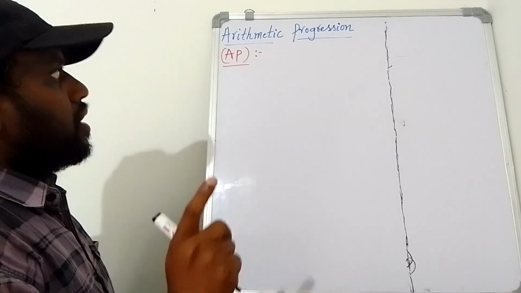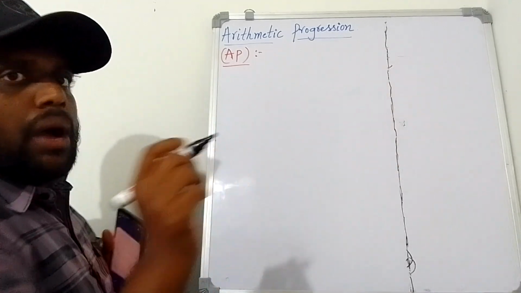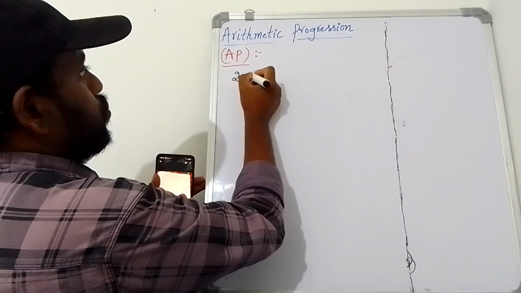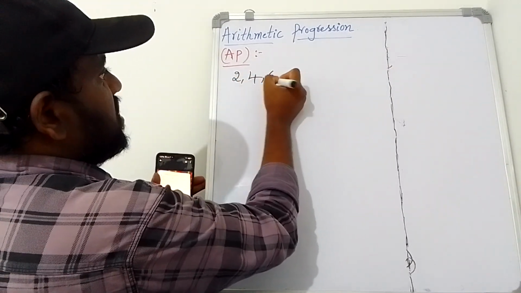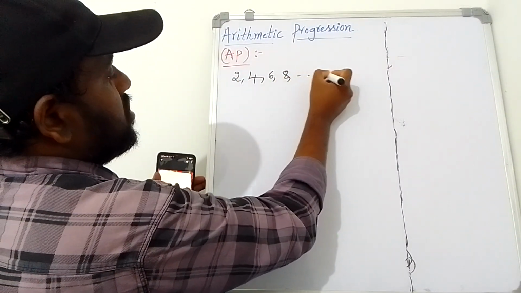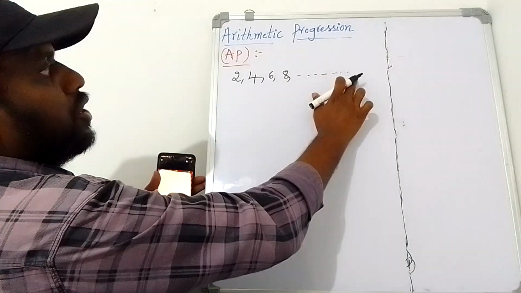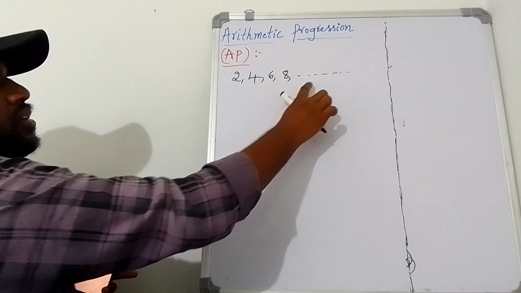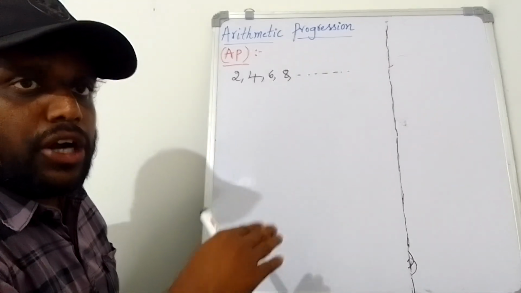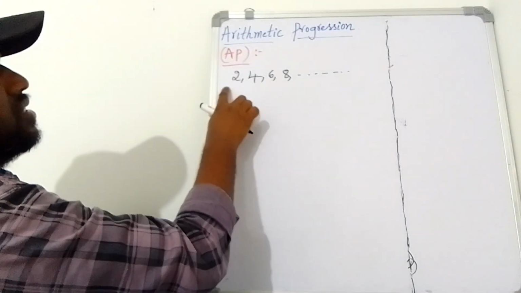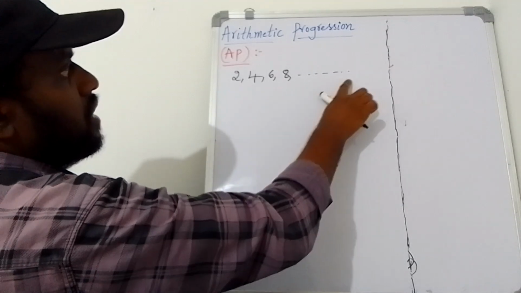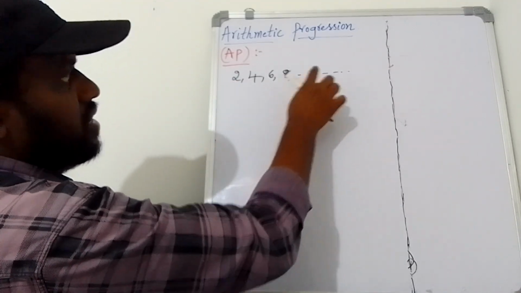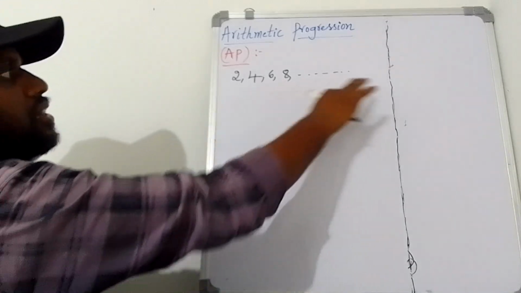First, I will write a list of numbers: 2, 4, 6, 8, etc. The numbers will continue till infinity. This dot represents that the numbers will continue till infinity. This is a list of numbers: 2, 4, 6, 8, etc.